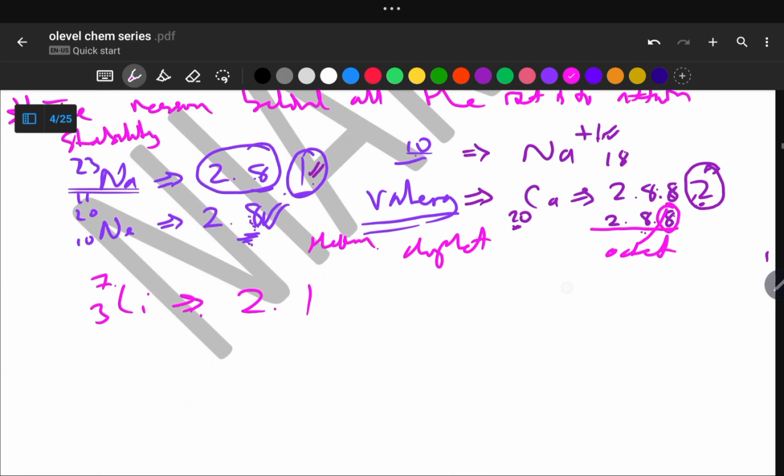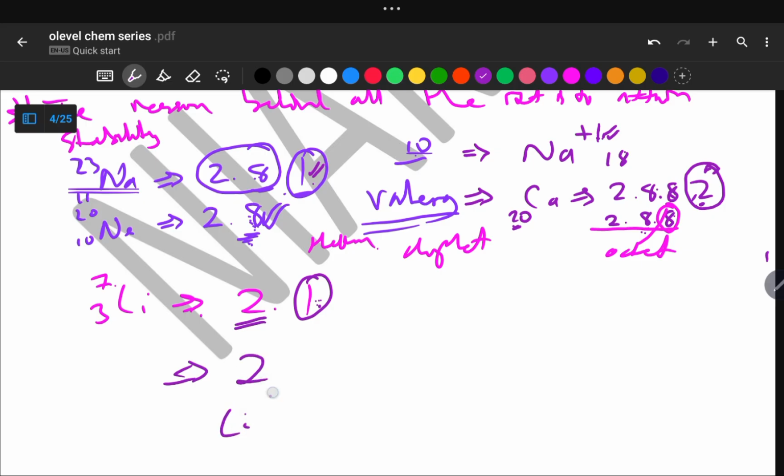So lithium is in which group of the periodic table? We are having 1 electron in the outermost shell, meaning lithium is in group 1. And then it will react by losing this 1 electron, so that it will have 2 electrons in the outermost shell, what you call the duplet state. So you're going to have 2 electrons for the lithium ion.